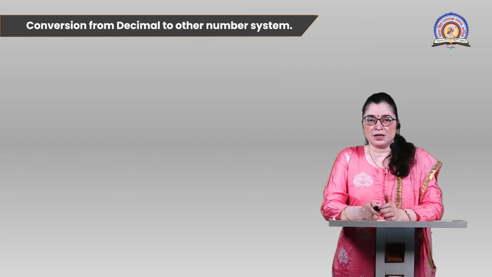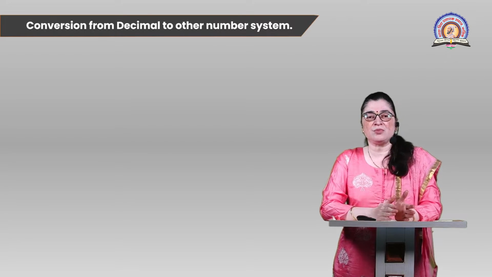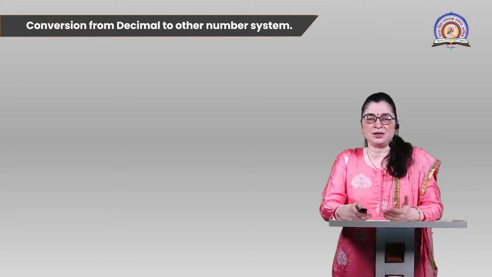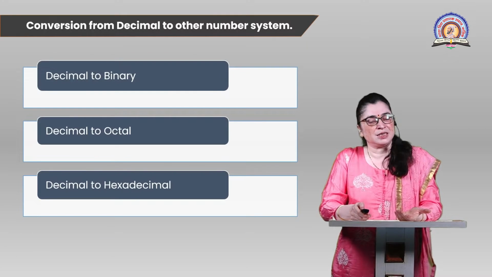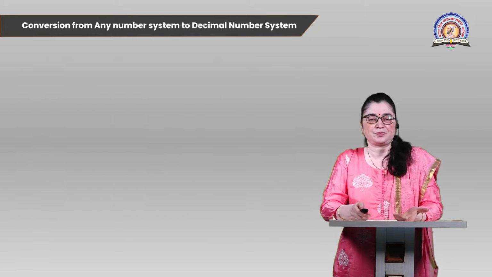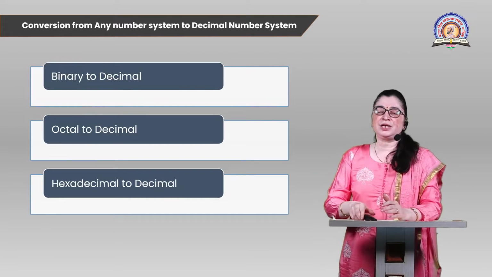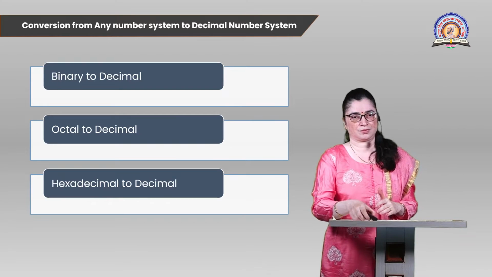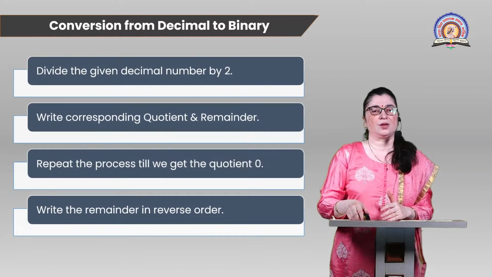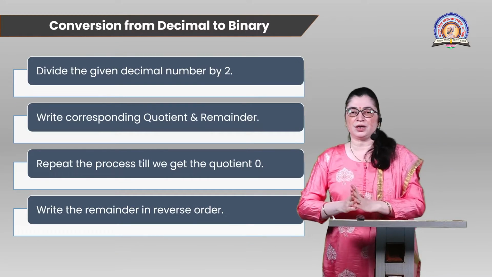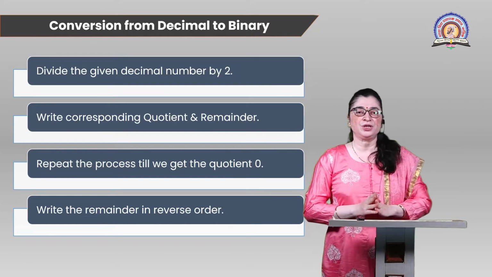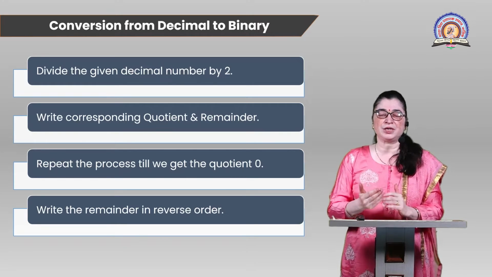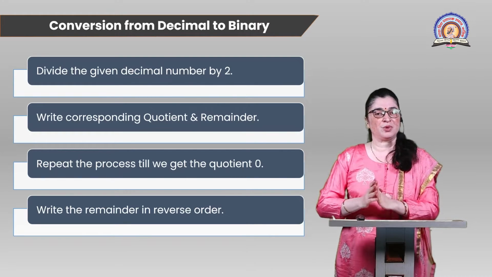Now we'll see conversion from decimal number system to any of the other number systems, means from decimal to binary, decimal to octal, and decimal to hexadecimal. So to convert decimal number into binary number, we have to divide the given decimal number by 2. Why by 2? Because you have to convert it into binary. So divide the number by 2.